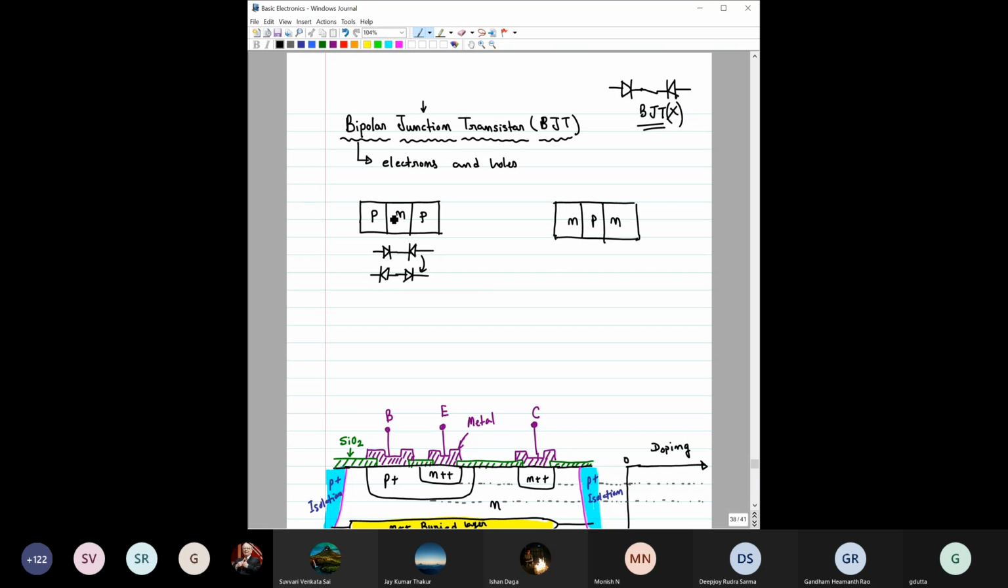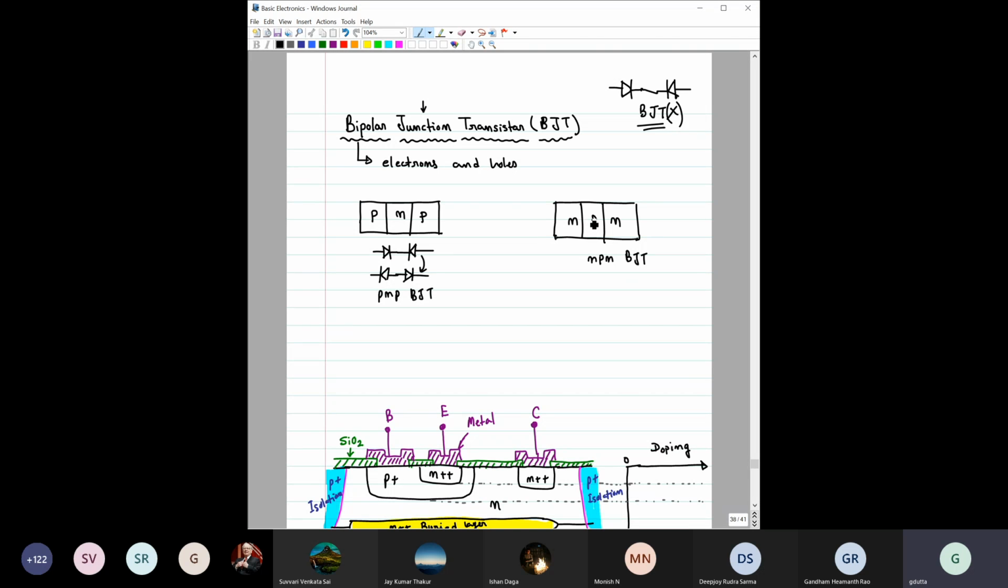So if you take this PN like this and then NP, this is one BJT. Or if you take NP then PN, this is another BJT. This is called a PNP bipolar junction transistor. This is called an NPN bipolar junction transistor. Maybe I need some space here, so I will write below. This is the PNP BJT, and this is the NPN bipolar junction transistor.